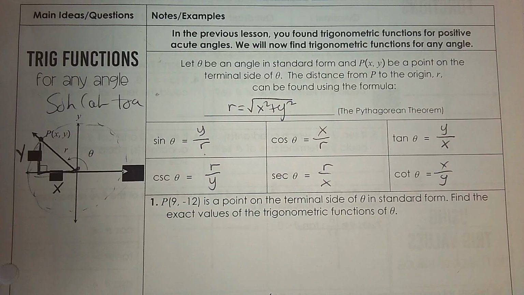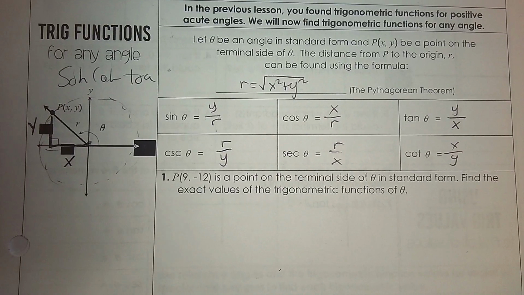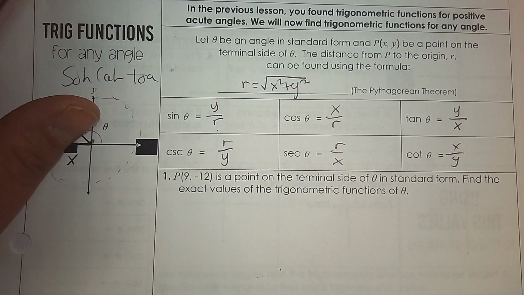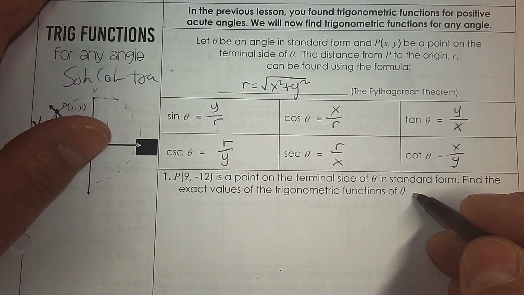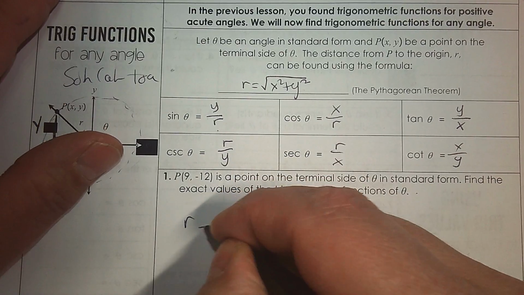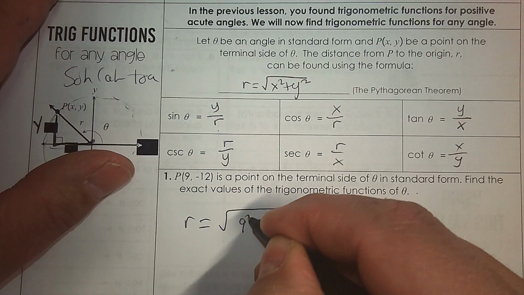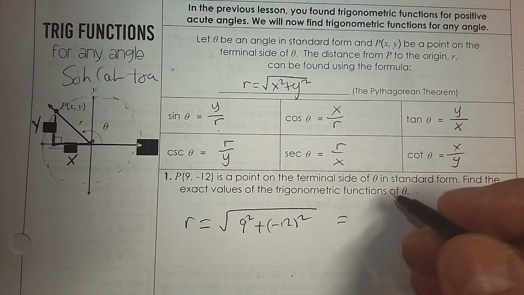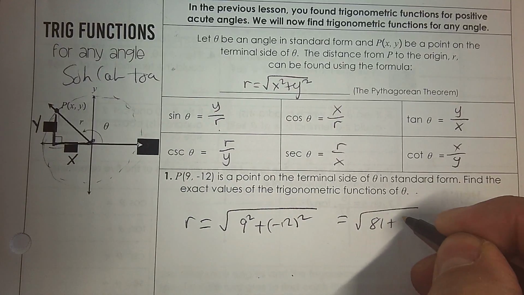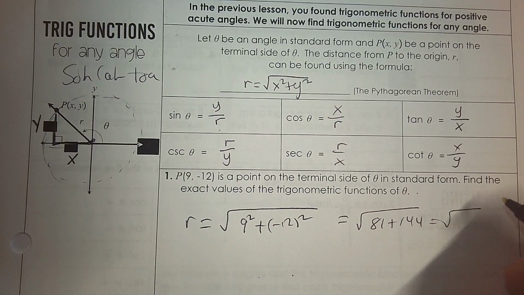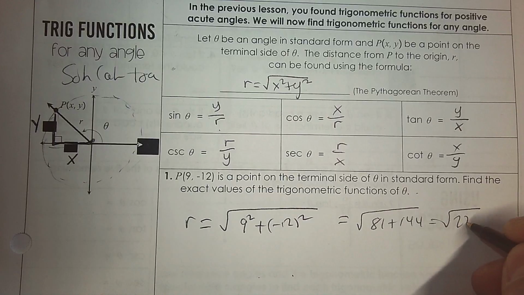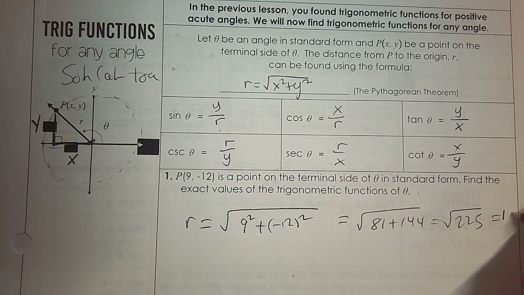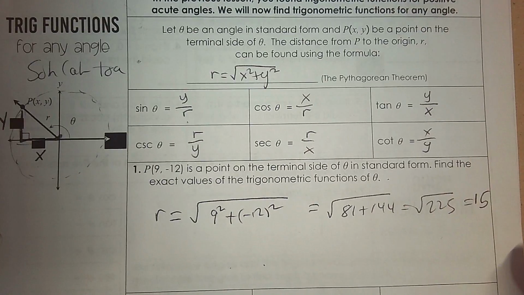All right, let's put this into practice. You have the point (9, -12) on the terminal side in standard form. Find the exact values of the trig functions for theta. Step 1 is to find r, which is the square root of 9 squared plus negative 12 squared. Order doesn't matter. That's the square root of 81 plus 144, or the square root of 225, which is 15.